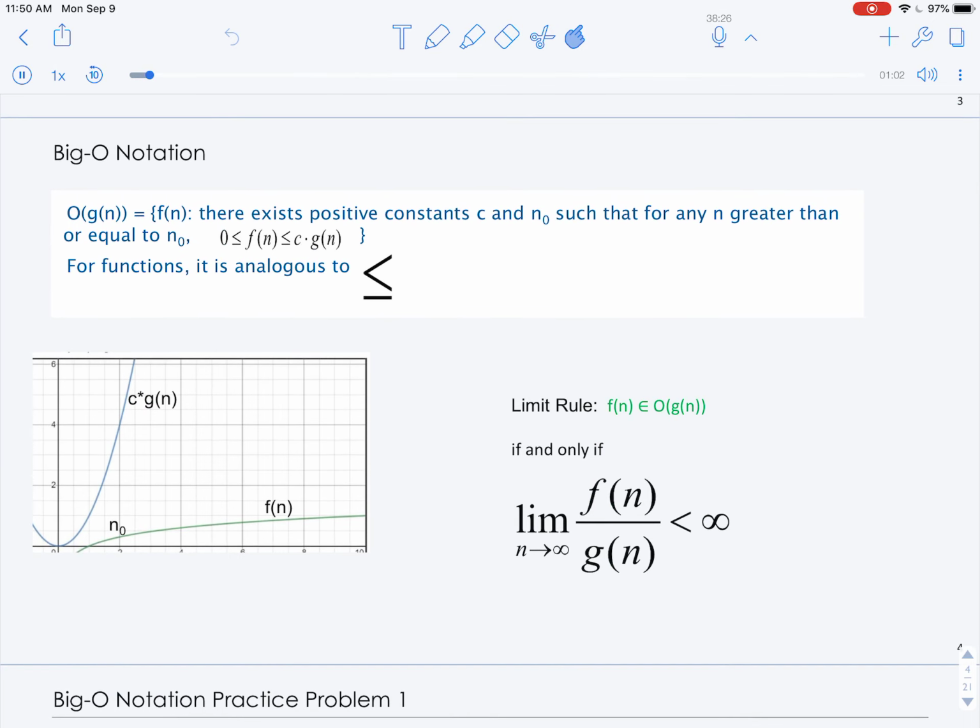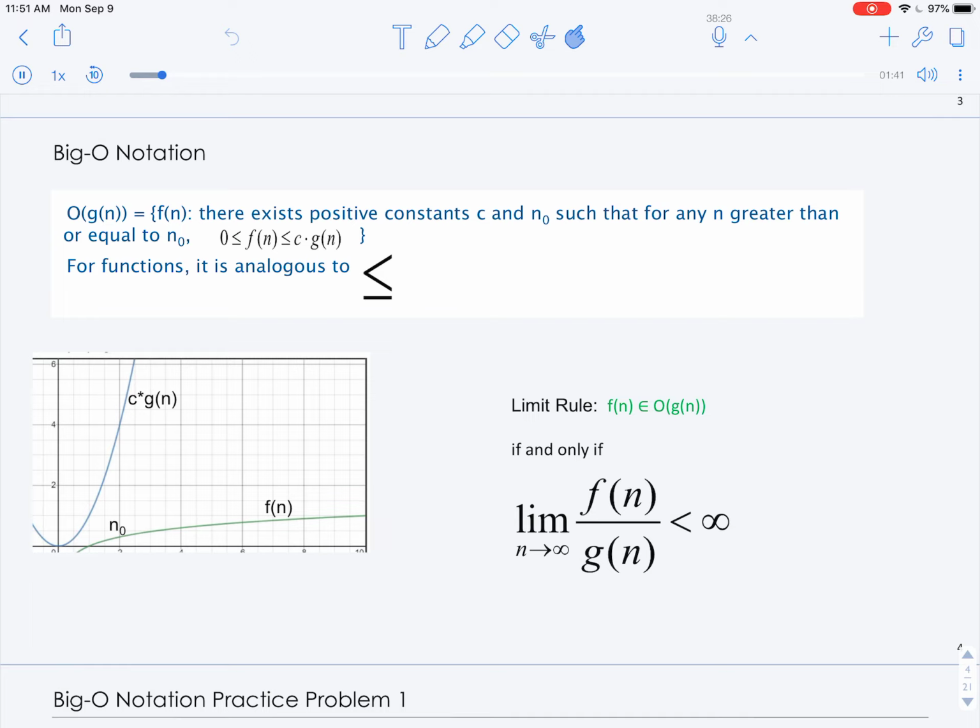First, we consider big O notation. Big O notation is analogous to less than or equal to for functions. More formally, we say that a function f of n is a member of the set of big O of g of n if there exist positive constants c and n naught such that for any n greater than or equal to n naught, f of n is less than or equal to c times g of n. That means that f of n is bounded above by a constant times g of n.